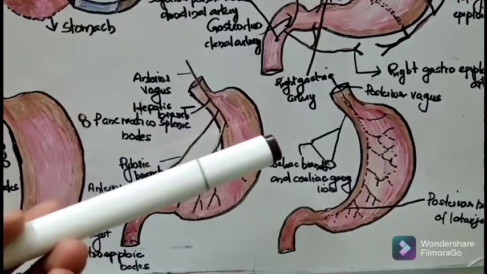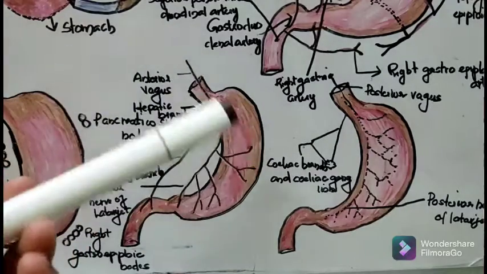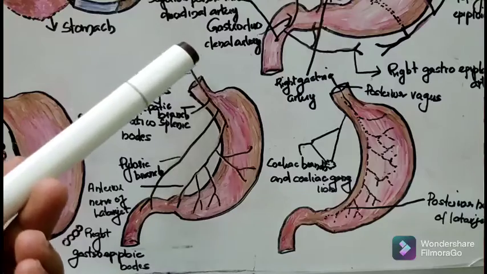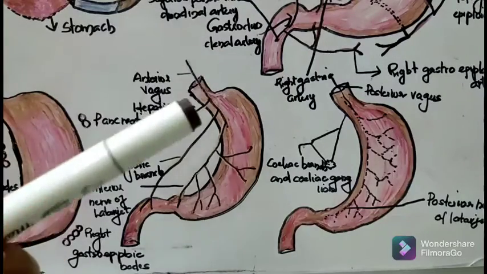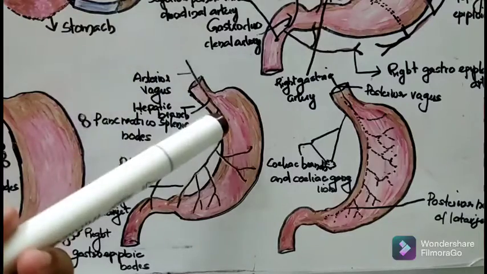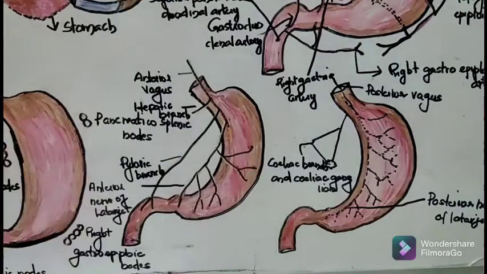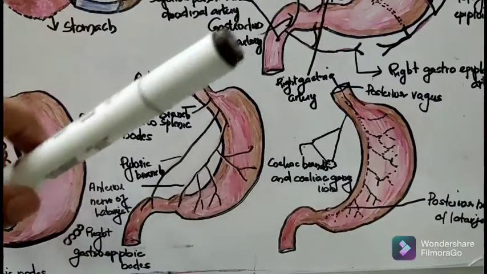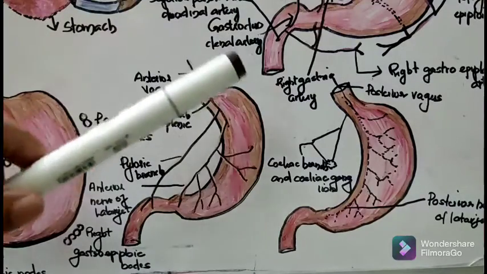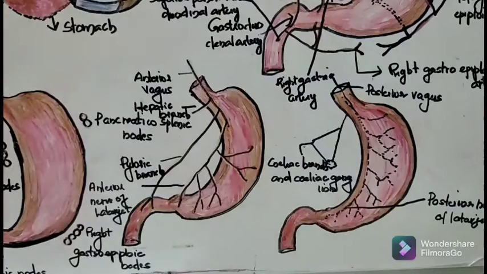So the parasympathetic nerve supply is mainly from the vagus, and it reaches the stomach through the esophageal plexus and also by the gastric nerve. And the anterior gastric nerve contains the left vagal fibers, and the posterior gastric nerve contains the right vagal fibers.